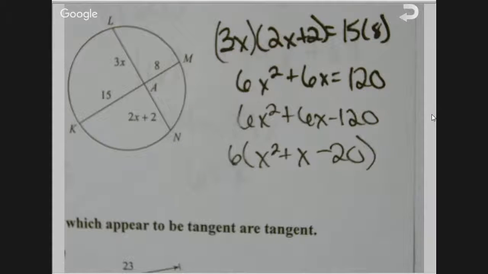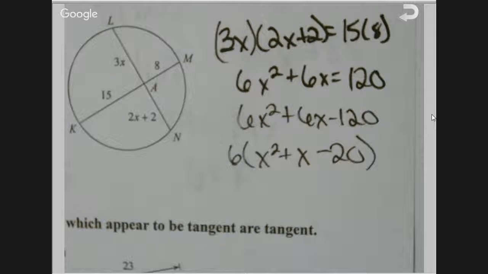Do you have questions so far? I know I do that kind of fast. But if you're not comfortable with the actual factoring, that's fine. If you put that 6x squared plus 6x minus 120 into your calculator, you can see where it crosses the x-axis. After I solve it with factoring, I'll show you that way.